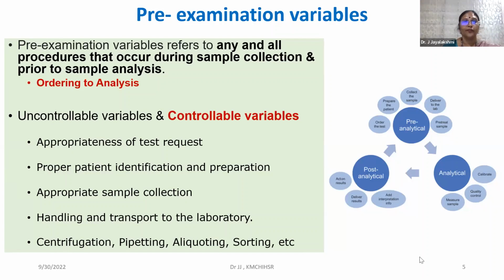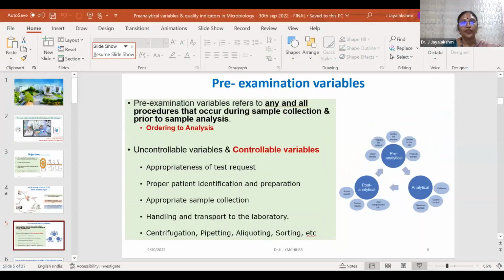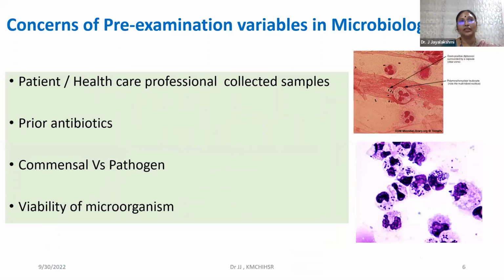Now, what are the concerns if it's a microbiology lab? Of course, all laboratories have variables. The biochemistry lab has its own set of pre-examination variables. The pathology lab would have its own pre-examination variables. But what is unique to the microbiology lab?